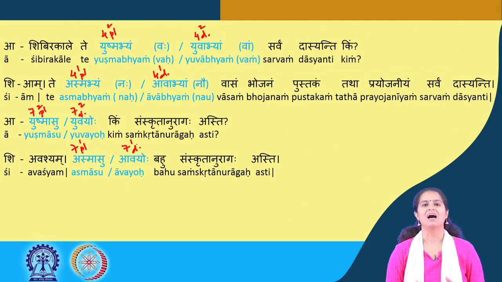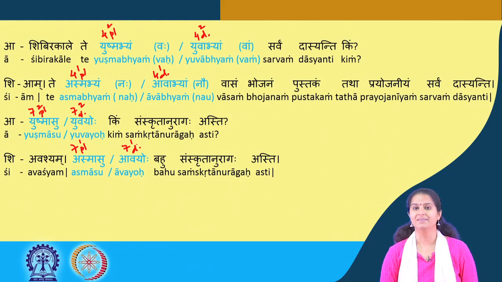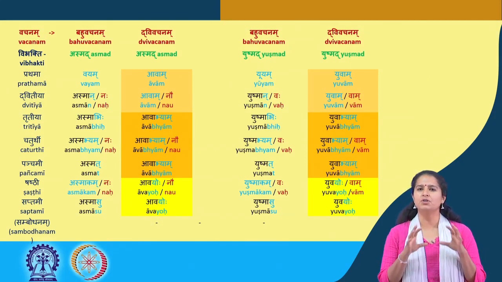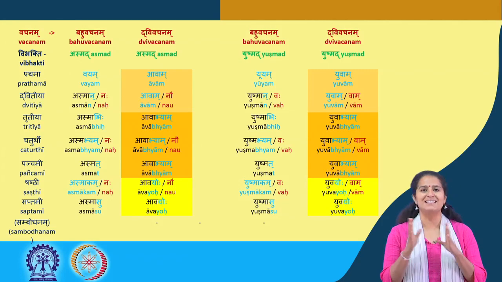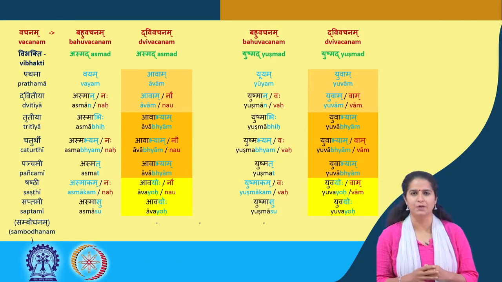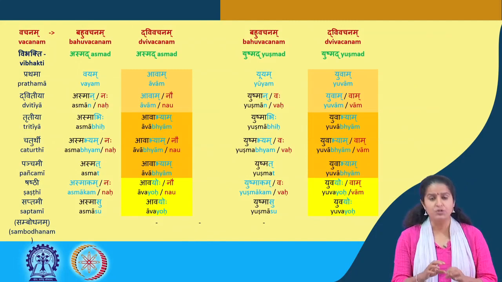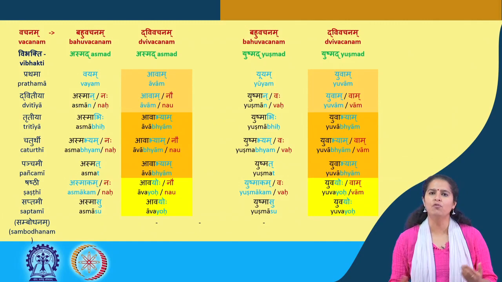Bahu Sanskritanuragaha asti. So in the conversation that we just looked at in detail, we saw the different applications and usages of the dual form of the first and second persons, asmat and yushmat. What I'll do is now quickly put it out for you in a table so that you can see what is similar and what is different in that. And then we will move on to the different practices of these forms.